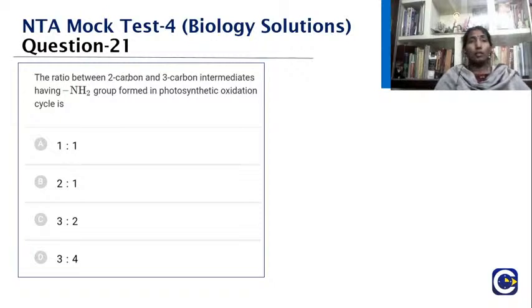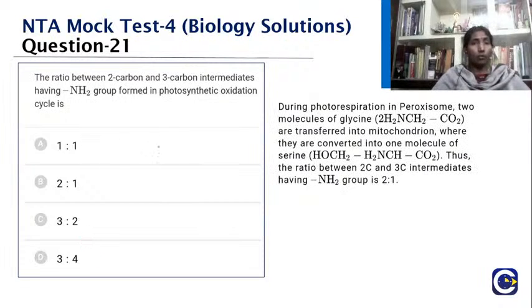The ratio between the 2 carbon and the 3 carbon intermediates having the NH2 group formed in the photorespiratory cycle is 1:1, 2:1, 3:2 or 3:4. In photorespiration, in the peroxisomes, two molecules of glycine, H2N-CH2-CO2H, are transferred into the mitochondria, where they are converted to one molecule of serine. So the ratio of the 2C and 3C intermediates with NH2 will be 2:1. That is the right answer.